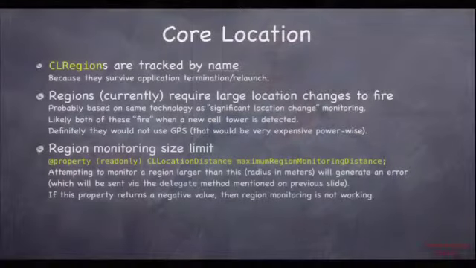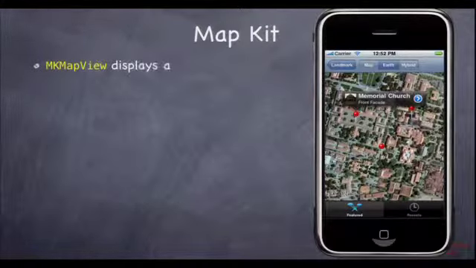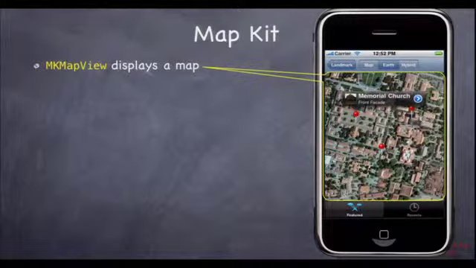All right, the regions. I'm not going to talk a lot about the regions. These CL regions, which is how you specify a region, they're tracked by name, again, because they have to survive launching and relaunching, and you can control the limits of it, etc. So that's Core Location. Okay, that's basic locations.